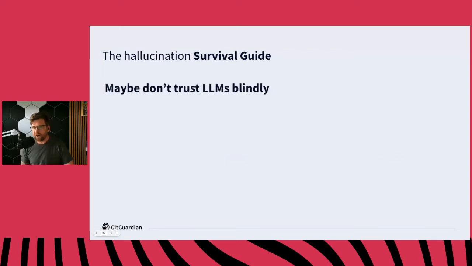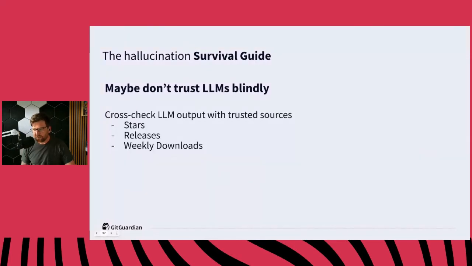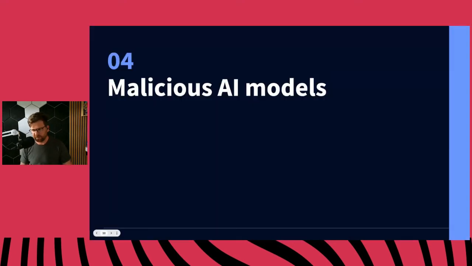So how can we survive this? What's the survival guide? Well, don't trust LLMs blindly. Cross-check LLMs with trusted sources: stars, releases, weekly downloads. I could get into a whole other tangent of starjacking in other areas. I'm not going to. I'm going to behave myself and stick to the course. But basically, never trust anything that comes from an LLM blindly. It's an assistant. It's there to help you. Please don't just randomly copy and paste stuff from ChatGPT. Use software composition analysis and malware detection where possible to be able to find this.